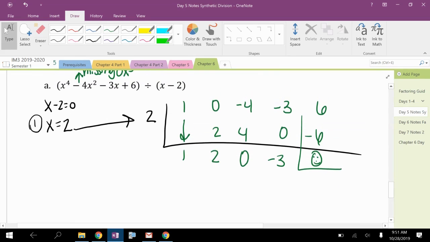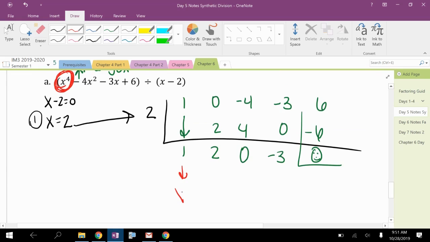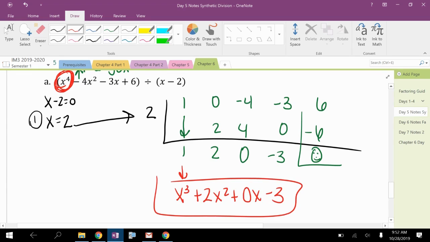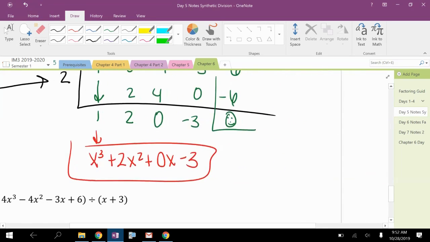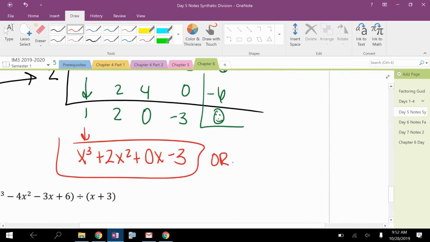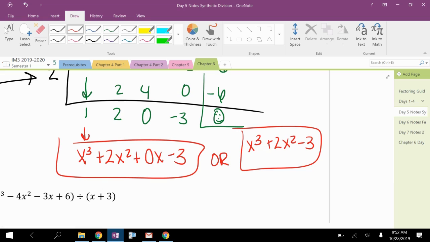Now, I'm going to circle this guy because he's important. Would I start at 1x to the 4th or 1x cubed? X cubed. Good. Go down a power, plus 2x squared plus 0x minus 3 with no remainder. Or you could have written it without the 0. You could have written it like x cubed plus 2x squared minus 3. It doesn't matter. But on a multiple choice, this would be gone because technically it doesn't exist.